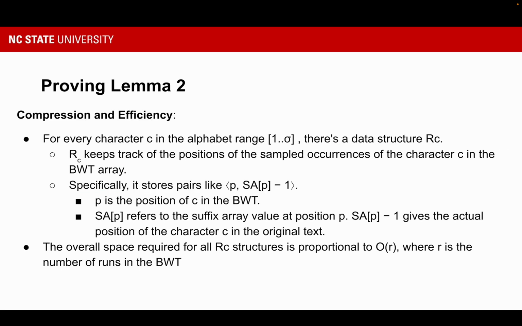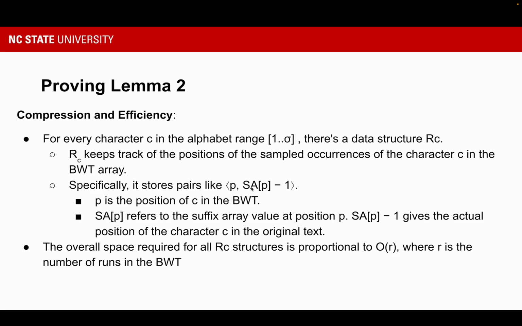Moving on, the most fundamental part of lemma 2 is a data structure which is called RC. So RC stores all the occurrences of character C in a BWT array. It is something like a pair over here. P is the position of this character in the BWT, and SA of P minus 1 gives us the actual position of the character C in the original text. So this is how it is stored.